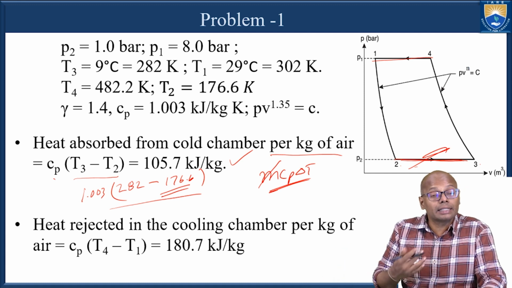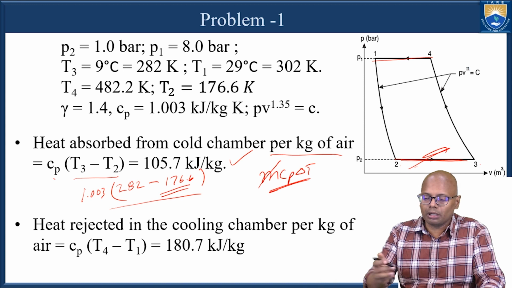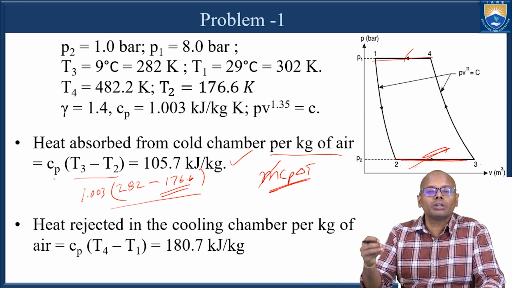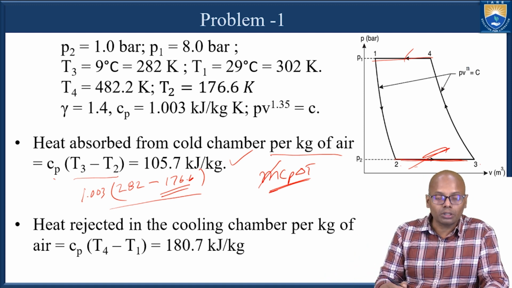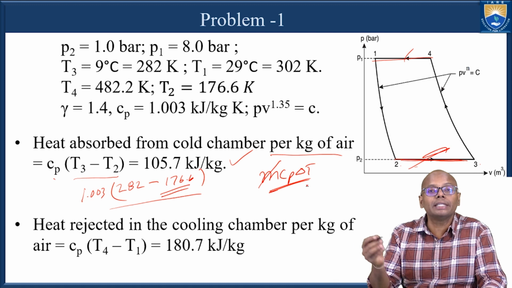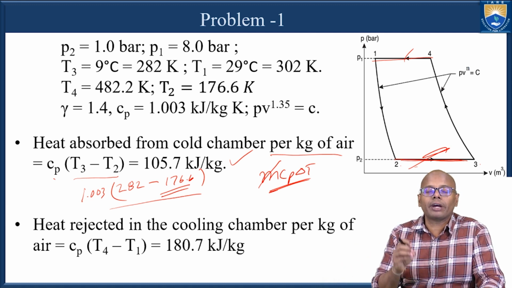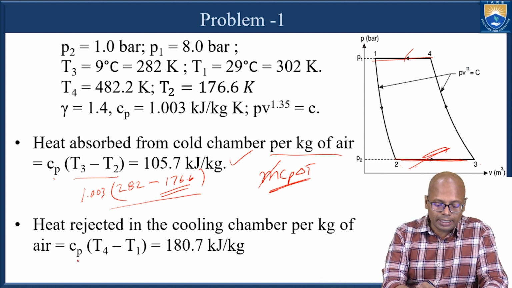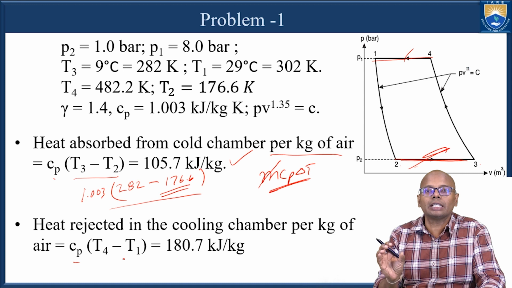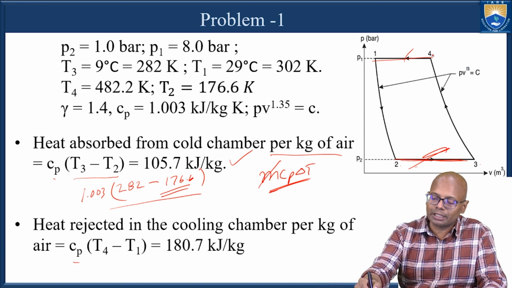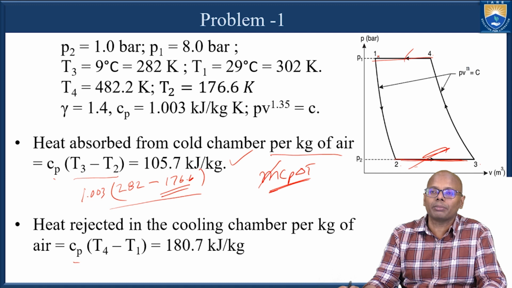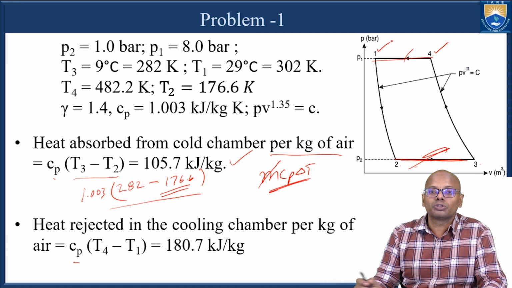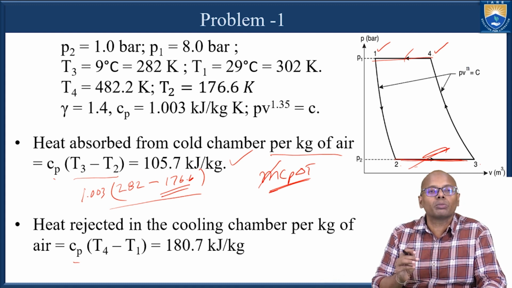Now I have the heat absorbed, or the refrigeration effect produced. Now what is the heat rejected in the cooling chamber? Here the air is rejecting heat to the water coolers. Again the same thing, mCp delta T. But here I am finding per kg of air, that means m is equal to 1. So Cp into delta T across the cooling chamber. The highest temperature is T4, the lowest temperature is T1, so it is Cp into T4 minus T1.